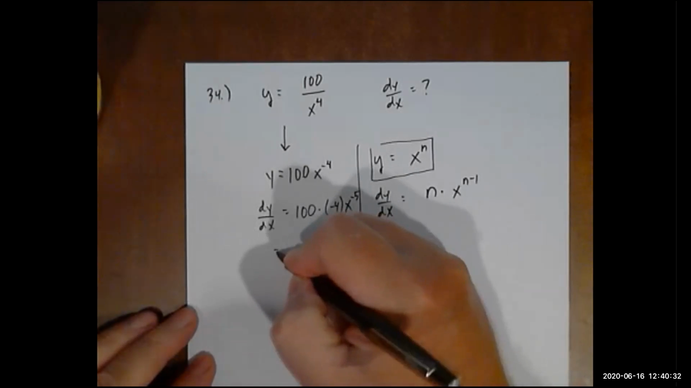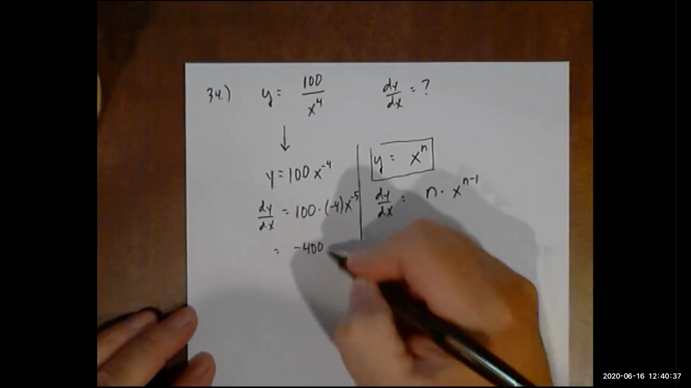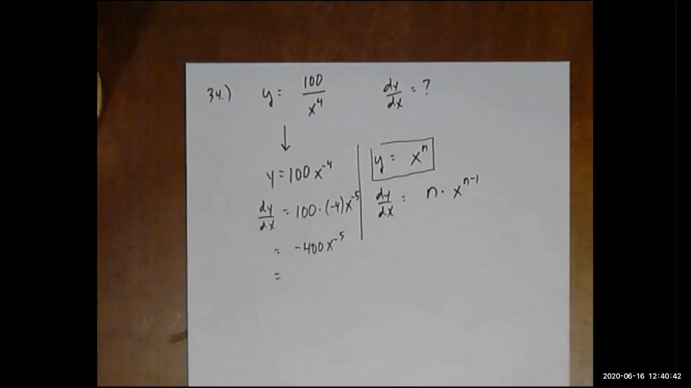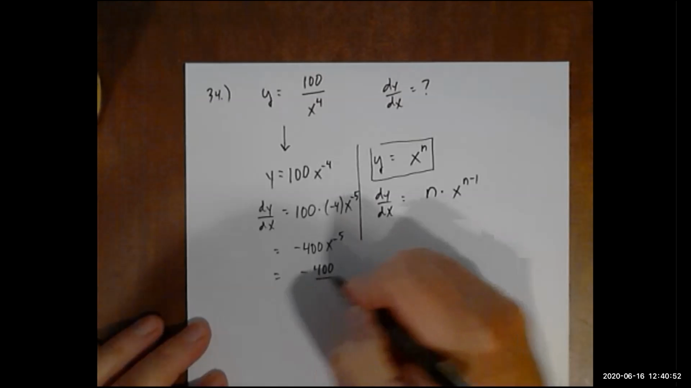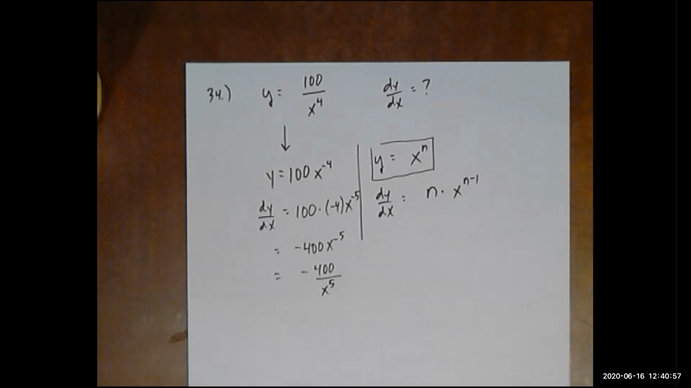Now we should clean this up some because 100 times minus 4 is minus 400. And normally in the world of math, they don't like you to leave answers with a negative exponent. So normally we switch this back to a positive exponent and the answer should become negative 400 over x to the 5th. So if I go back and type that in, hopefully it's going to be correct.